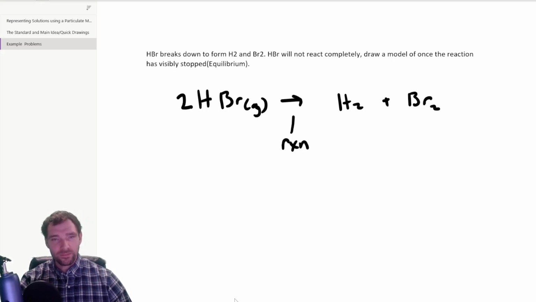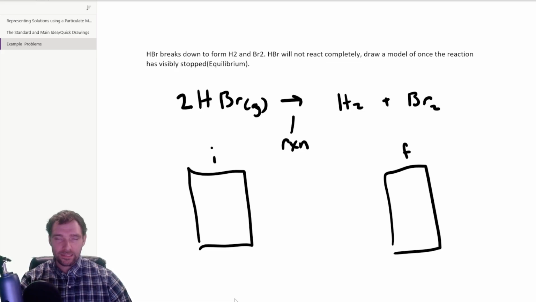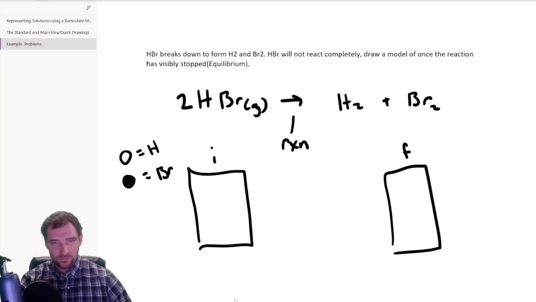And so you could have some sort of initial situation and some sort of final. Initially we had, let's say maybe H is filled in like that, and Br is filled in like that. So maybe we've got something like this, where they react completely and there's nothing in excess or anything like that, and we just get something that's really nice and neat.